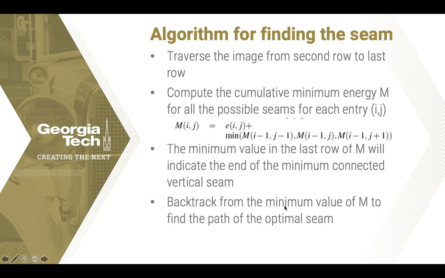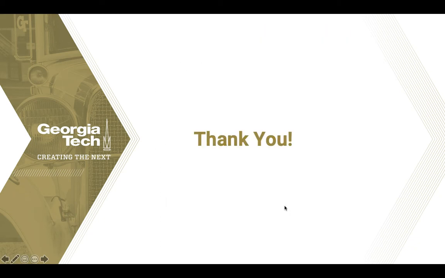You would repeat this process for all the pixels, starting from the second row to the last row. And then the minimum value in the last row of M would indicate the connected vertical seam. And using that minimum value, you would backtrack to the top to find the optimal seam. This seam can be used for removal, and after removing the seam, the index can be stored, and that can be used for addition of the seams as well, for enlarging. Thank you for listening.